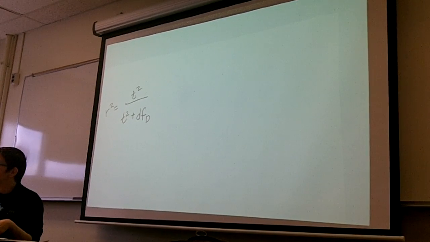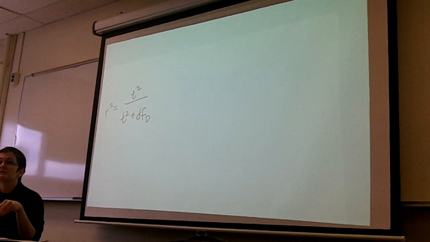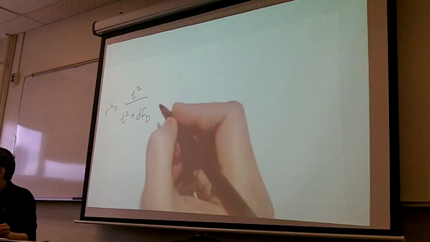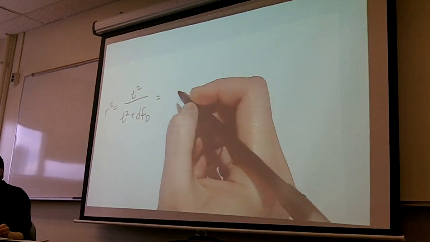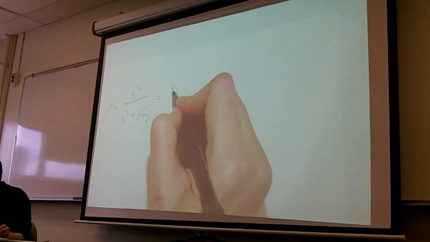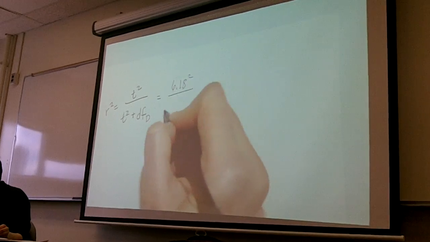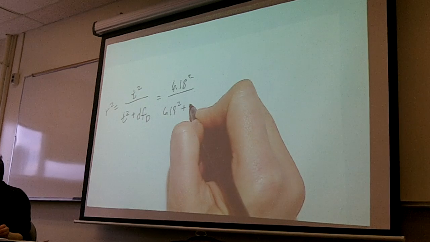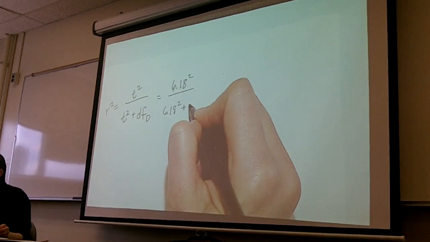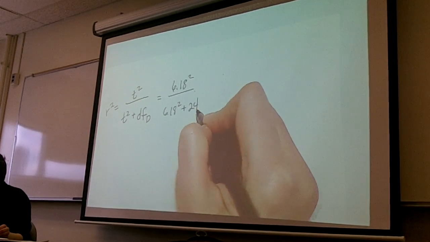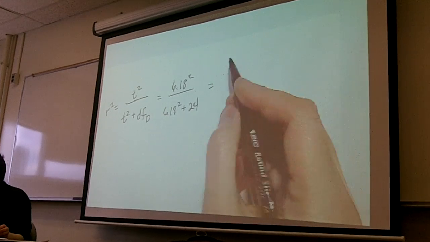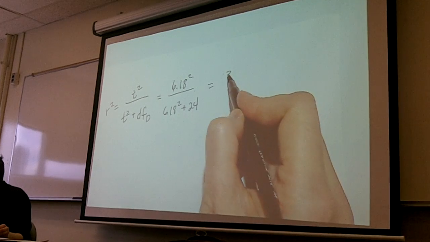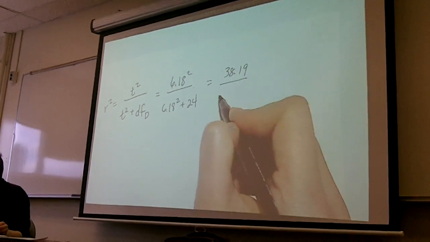So for related groups t-test, it's degrees of freedom of the difference. For independent groups t-test, it's degrees of freedom pooled. So our t squared, we said our t was 6.18 squared. Our degrees of freedom of the difference would be 24. Okay? So what does that give us? What's 6.18 squared? 38.19. Okay.